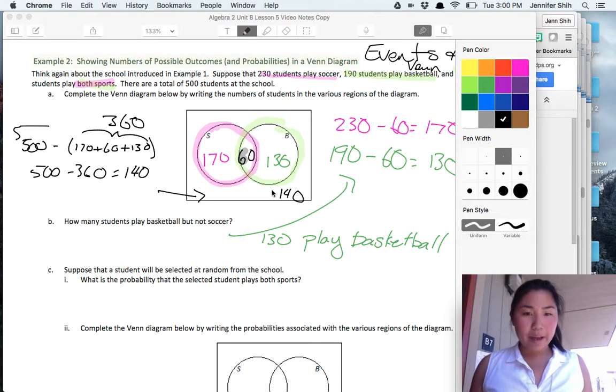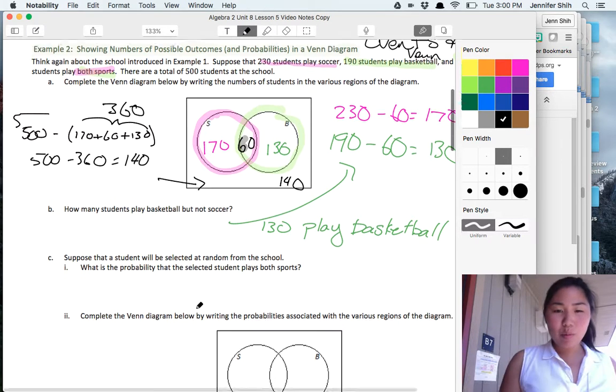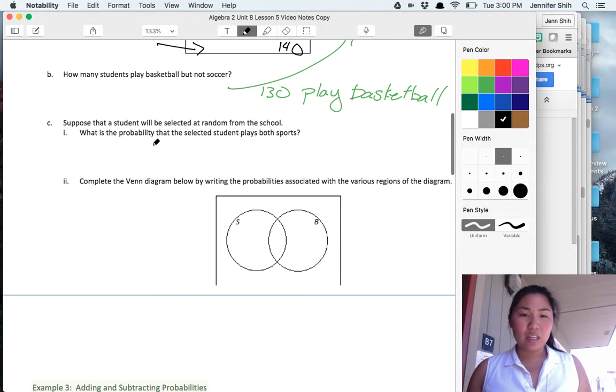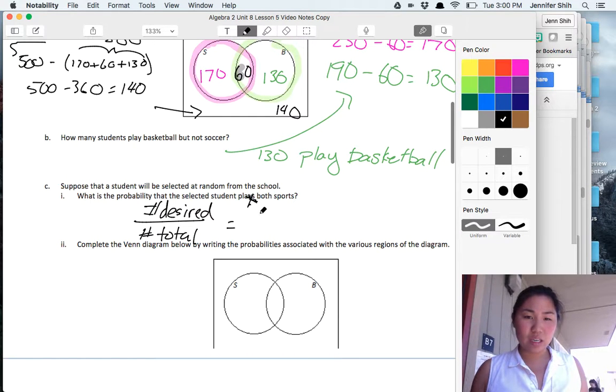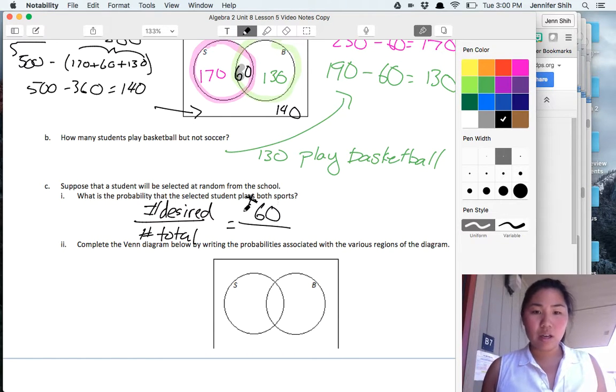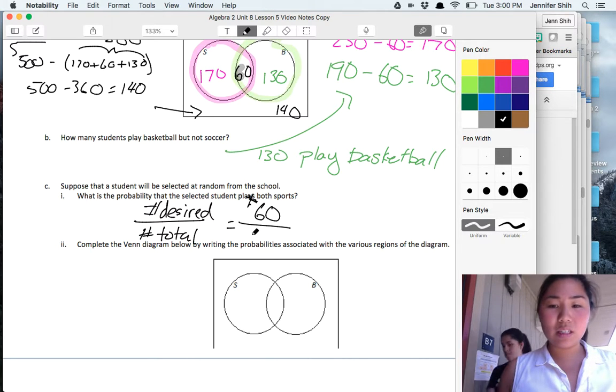So there's 140 students that don't play basketball or soccer out of the 500 total. All the numbers in there should add up to 500. The probability should be the number desired over the number total. We want to know the probability that they play both sports. So we look on our Venn diagram. Both is the "and," which is the middle, which is 60 over the total number of students, which is 500.